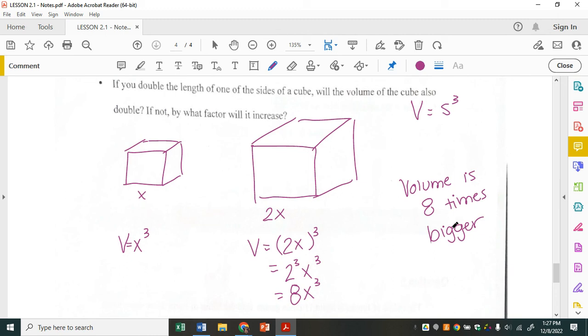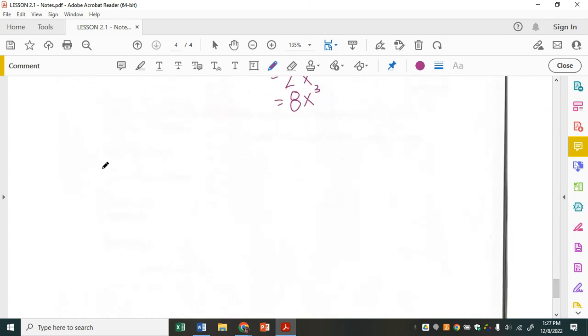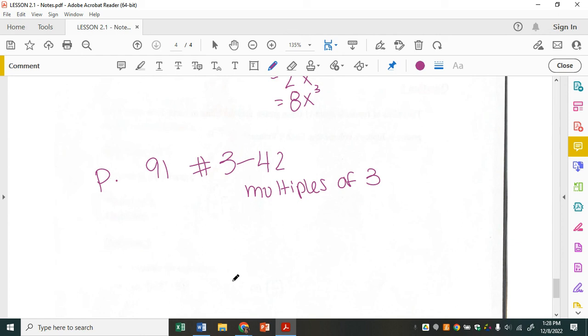Okay, your homework tonight. Page 91. Numbers 3 through 33. Do the multiples of it. I can give you the odds, but it's a lot more problems than this. This is cutting it down for you.